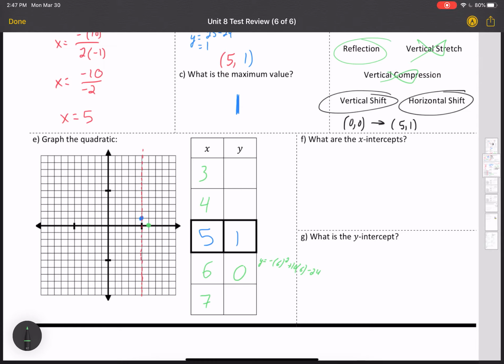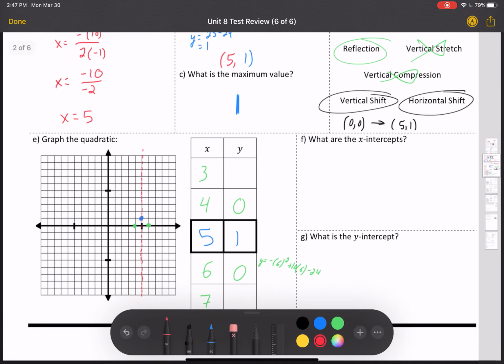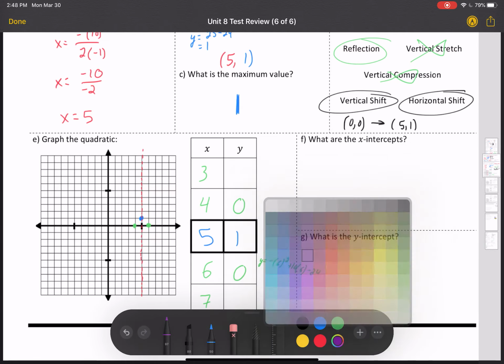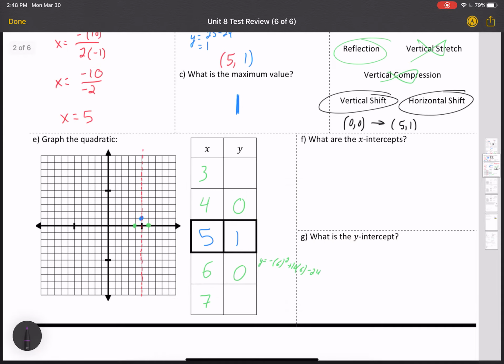Okay? Because that point is 1 unit to the right of the axis of symmetry, because it's symmetrical, I know 1 unit to the left is going to be another point. So 4, 0, I know that's going to be there too. Okay? Now we got to plug in 7.